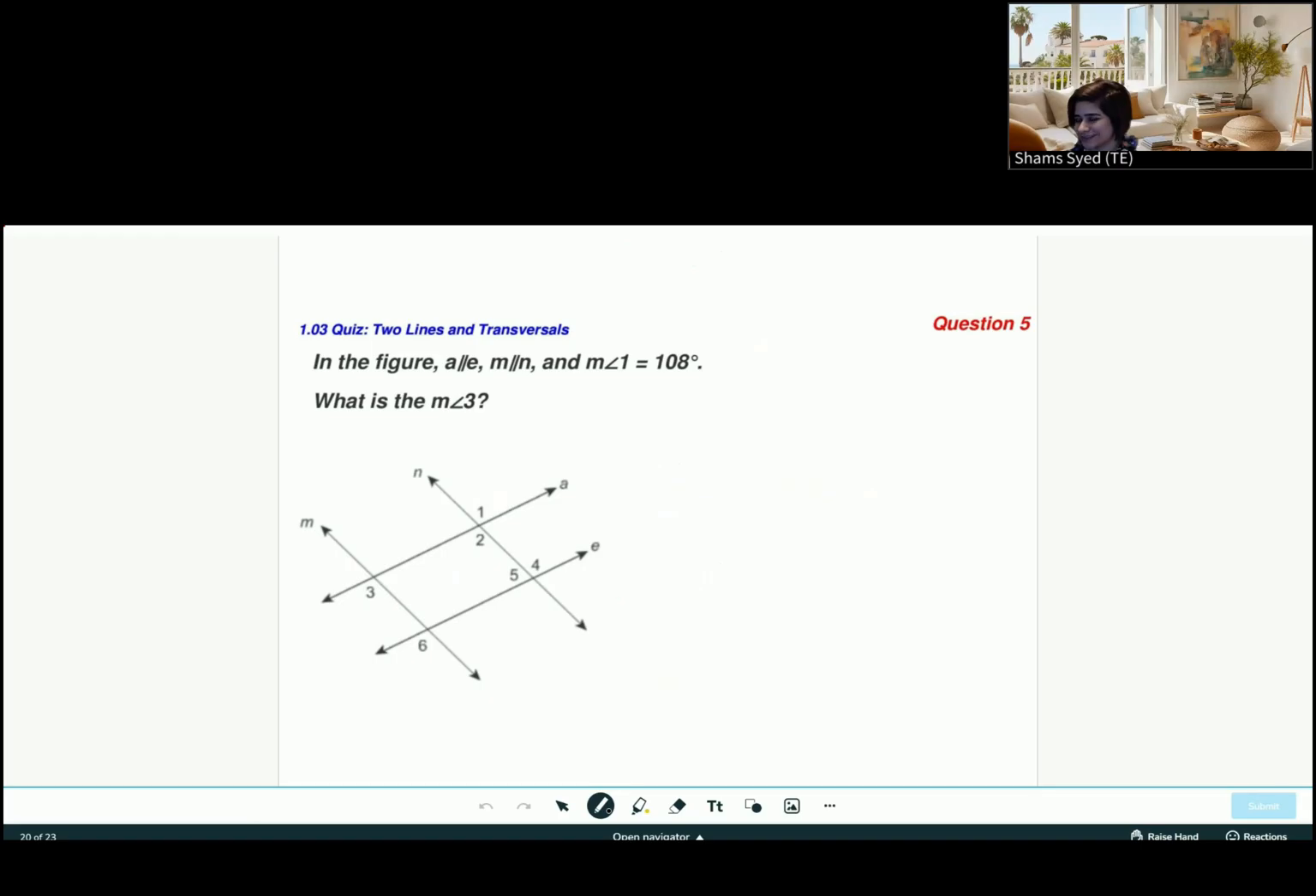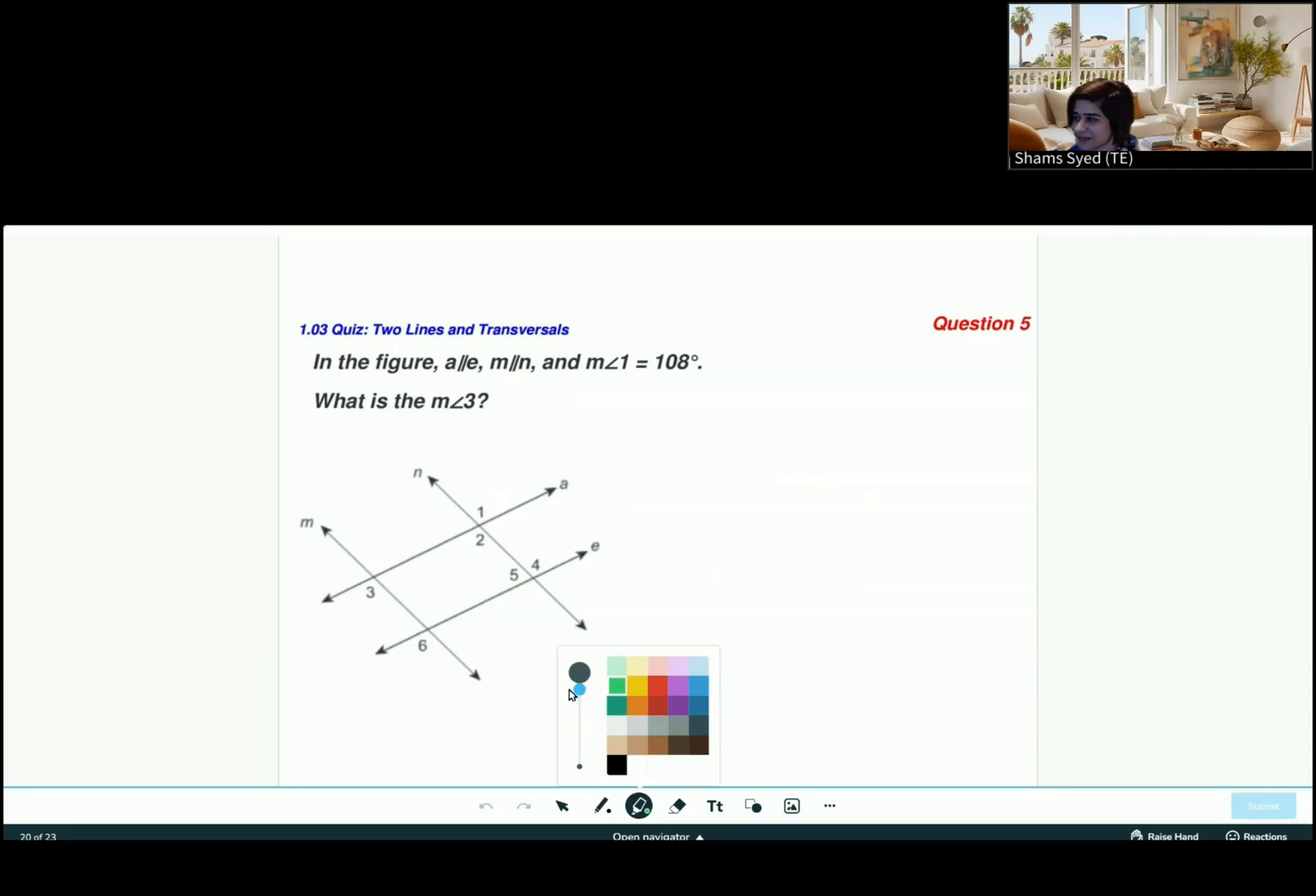Now, there are two sets of parallel lines. The angle symbol, Jalil, that means angle. The less than symbol I'm using means angle. So in the figure, A is parallel to E, M is parallel to N, and angle 1 is 108.